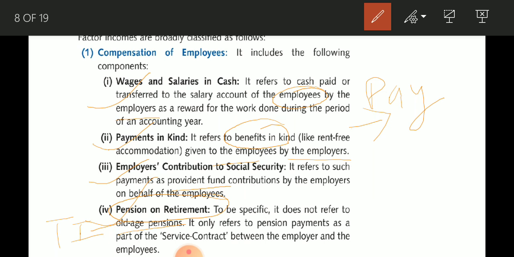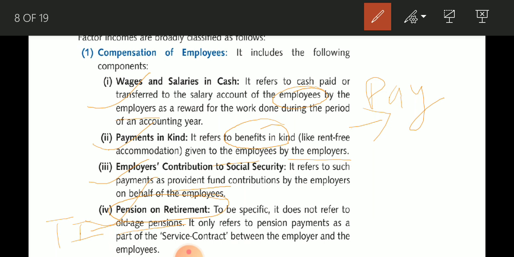Okay, so compensation of employees is the sum total of four things: wage and salary in cash, meaning monetary payment. Payment in kind, which is related to medical, education, convenience facility, free fooding. Employers' contribution to social security scheme, which is related to arrangement of provident fund, insurance, etc. And the last one is pension on retirement.